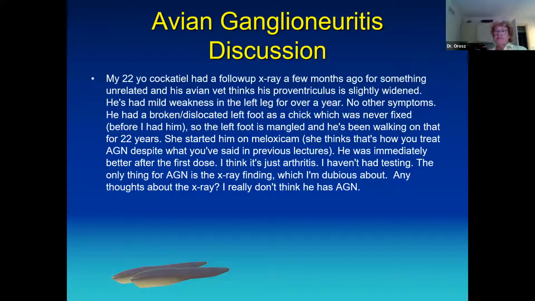Yeah, I would agree with the arthritis in that. And you cannot base a diagnosis of avian ganglioneuritis on just this one finding, a slightly widened proventriculus. I mean, this is a 22-year-old cockatiel. I mean, I'm 70 years old.